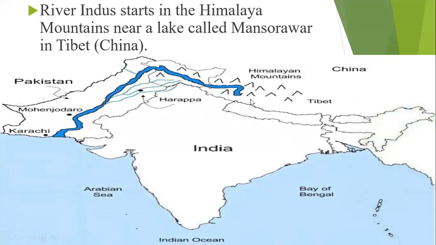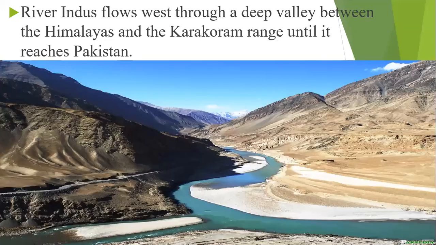This map shows the Himalayan mountains, and the River Indus starts in the Himalayan mountains near a lake called Mansarovar in Tibet, China. River Indus flows west through a deep valley between the Himalayas and the Karakoram range until it reaches Pakistan.